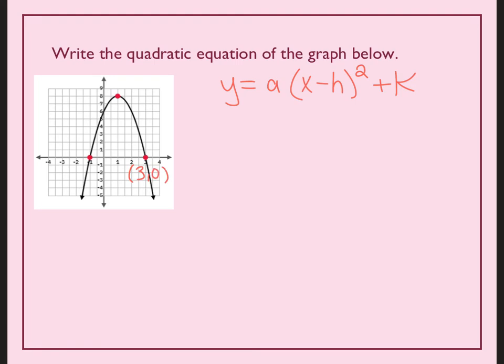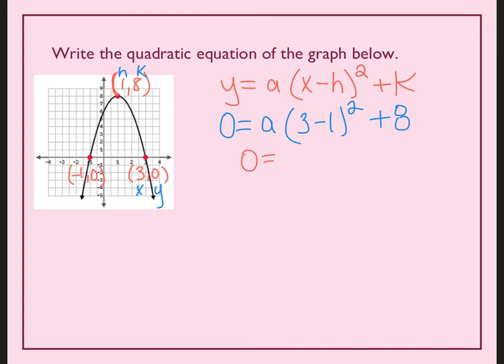My intercepts are 3, 0, negative 1, 0. My vertex is 1, 8. So for vertex form, this is my h and k, and I can choose any other point. Okay? So I can choose 3, 0. 0 equals a, 3 minus 1 squared plus 8. Now let's go ahead and solve for a.